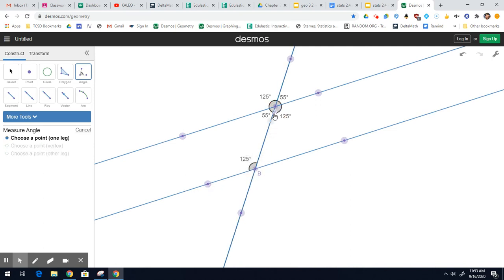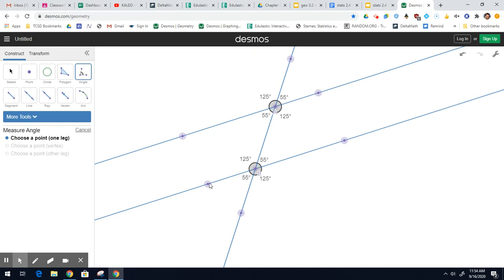Ooh, 125. I'll start with A, B is my vertex, this point over here. Ooh, 55. I'll start with this point here, B is my vertex, this one here. Ooh, 125. And then the last angle here, B, and here. Ooh, and now notice this. You get 4 angles, 2 acute, 2 obtuse, but again, they're the same measurements as up there.